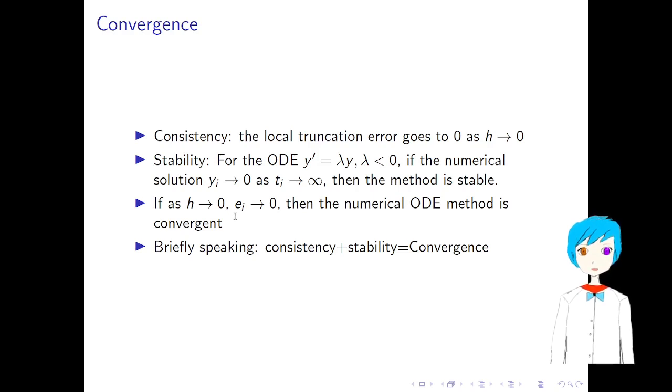Convergence. If as the step size goes to 0, the global error e_i goes to 0 for any i, then the numerical ODE method is convergent. So briefly speaking, we can show that consistency plus stability implies convergence. Also, convergence implies consistency and stability.